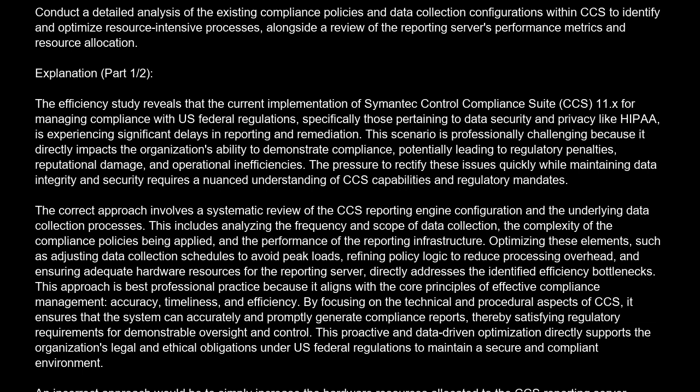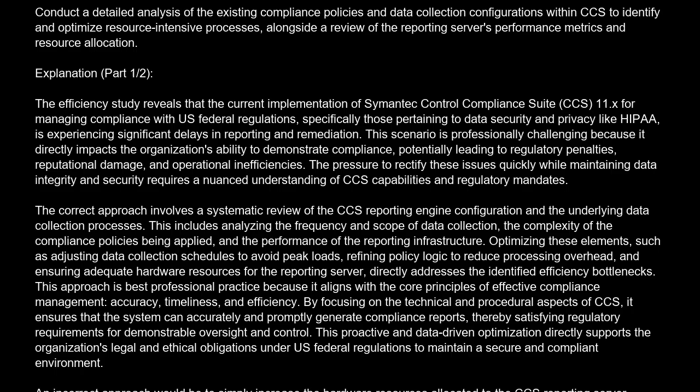The pressure to rectify these issues quickly, while maintaining data integrity and security, requires a nuanced understanding of CCS capabilities and regulatory mandates. The correct approach involves a systematic review of the CCS reporting engine configuration and the underlying data collection processes. This includes analyzing the frequency and scope of data collection, the complexity of the compliance policies being applied, and the performance of the reporting infrastructure. Optimizing these elements, such as adjusting data collection schedules to avoid peak loads, refining policy logic to reduce processing overhead, and ensuring adequate hardware resources for the reporting server, directly addresses the identified efficiency bottlenecks.